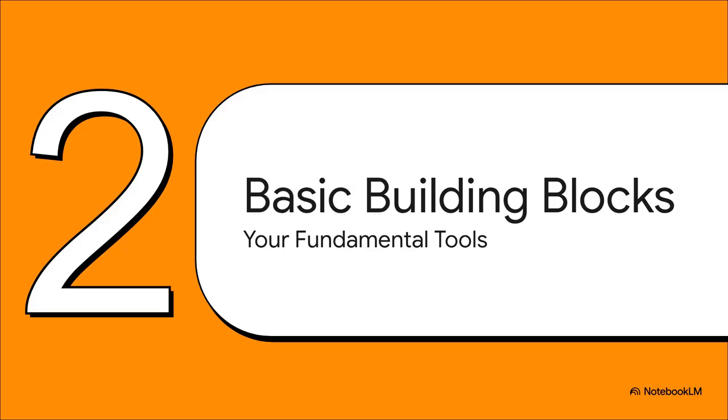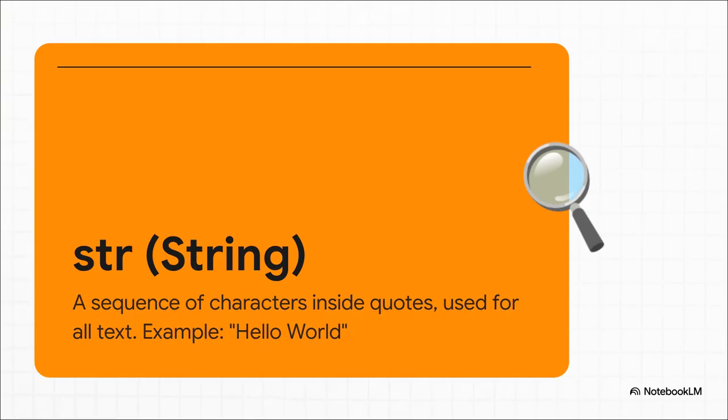All right, let's start stocking our toolbox with the essentials. These are the basic building blocks, the fundamental tools you're going to be reaching for over and over and over again. First up, we've got the string, or str for short. The rule here is super simple. If it's text, it's a string. Names, sentences, paragraphs, you name it. Anything you wrap inside of quotes becomes a string. It's your go-to tool for handling any kind of text.